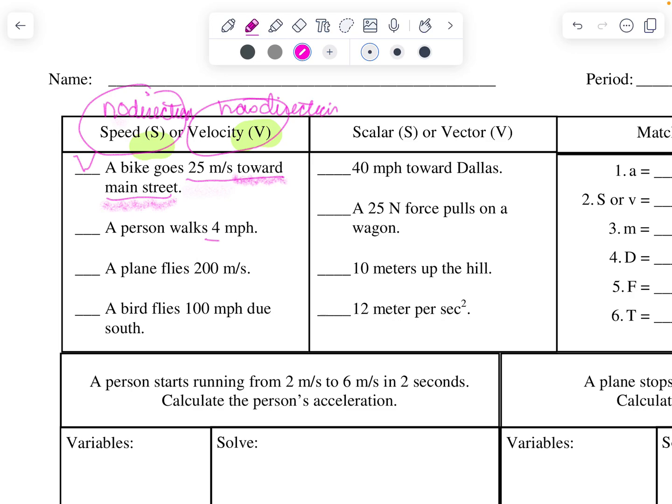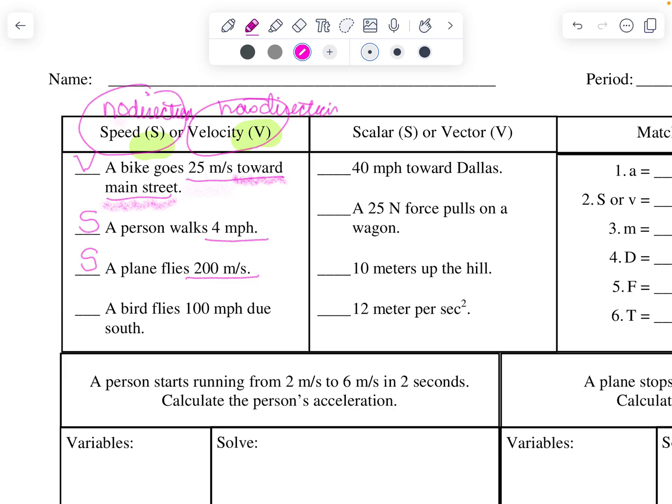A person walks 4, and I don't know if that's meters per hour or miles per hour, it doesn't matter. There's no direction here. This would be an example of speed. A plane flies at 200 meters per second. There is no direction. This would be an example of a speed.